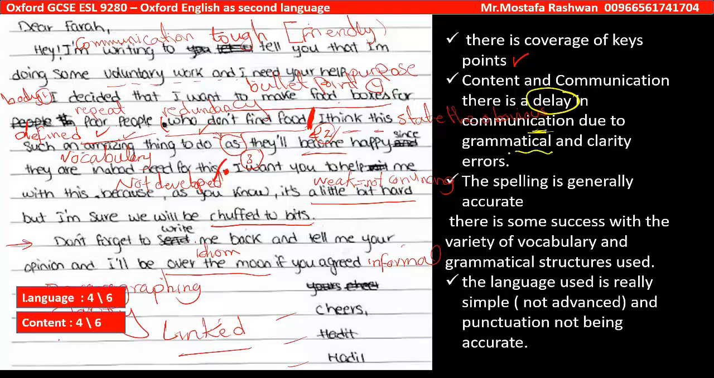Why? Because already there are grammatical errors and there are as well clarity errors. The spelling is accurate, okay, because spelling is evaluated, and this is one specification of clarity. Here there is some success with variety of vocabulary, but it's still weak. Vocabulary is still weak, and grammatical structures used. We said he developed only one paragraph using the grammatical structures, using the complex sentence.